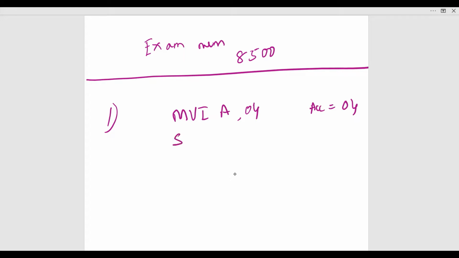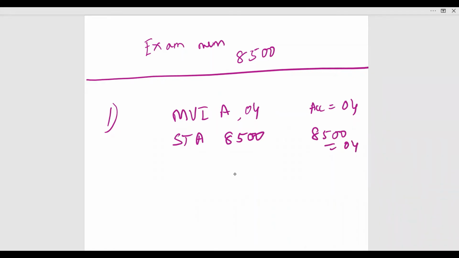Now we can store the contents of the accumulator: STA 8500. That means the contents of the accumulator, that is 04, will be stored in the address 8500. Now the address 8500 consists of the data 04.